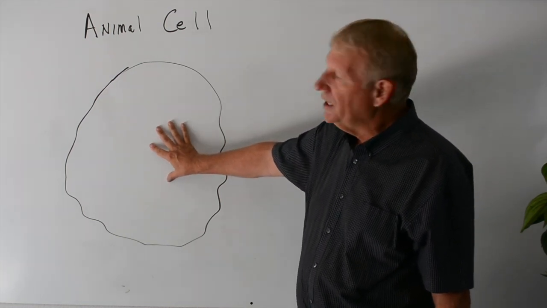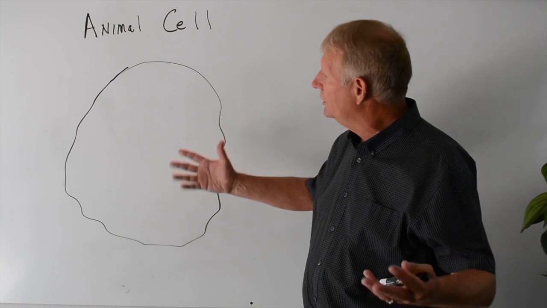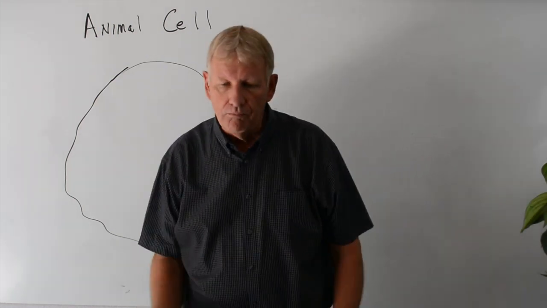We're going to look at an animal cell. We're going to look at a plant cell. We're going to look at the different parts of the cell. We're going to look at why they're important.